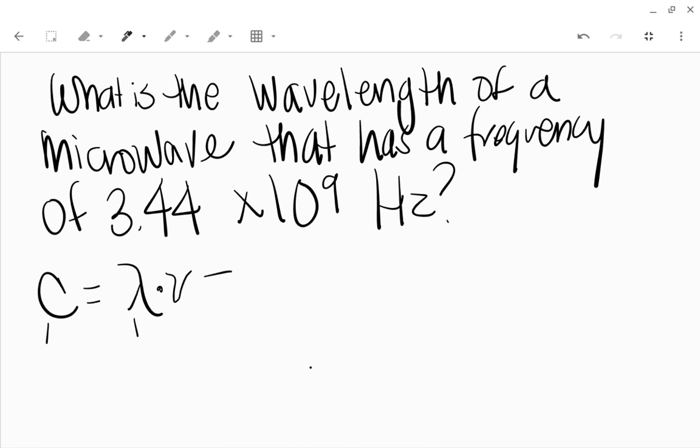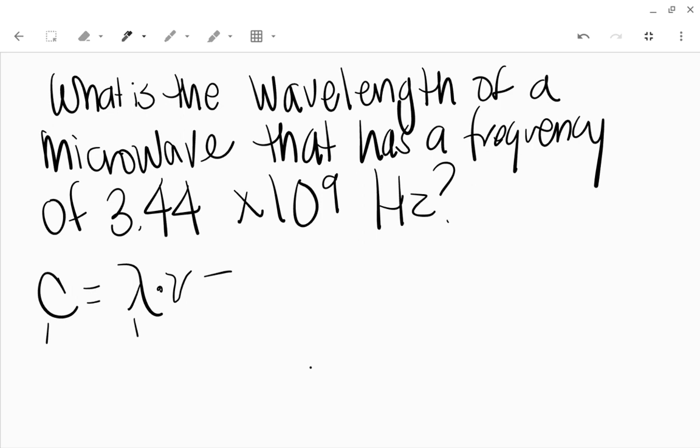The relationship between lambda and nu, or wavelength and frequency, is inversely related. So as one increases, the other will decrease, and that's a good way to double check your work if you ever need to. But this question in particular says, what is the wavelength of a microwave that has a frequency of 3.44 times 10 to the ninth power hertz?